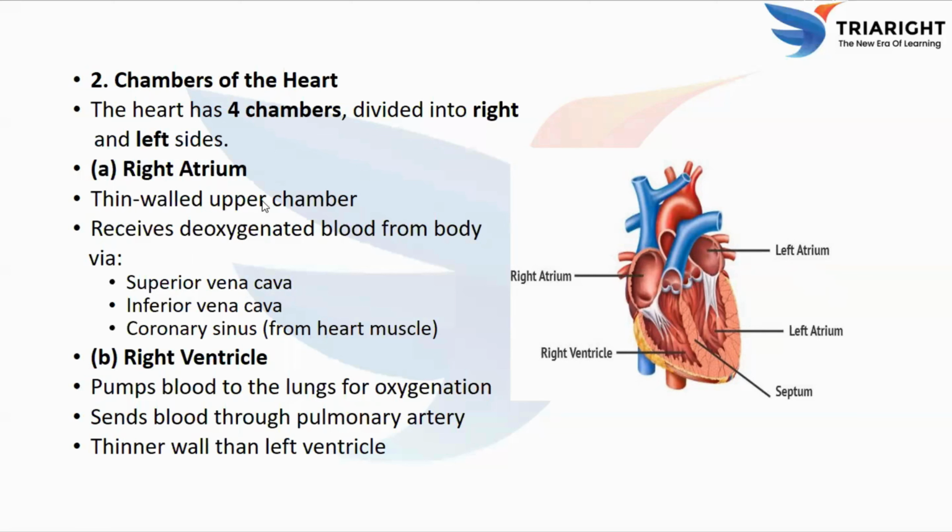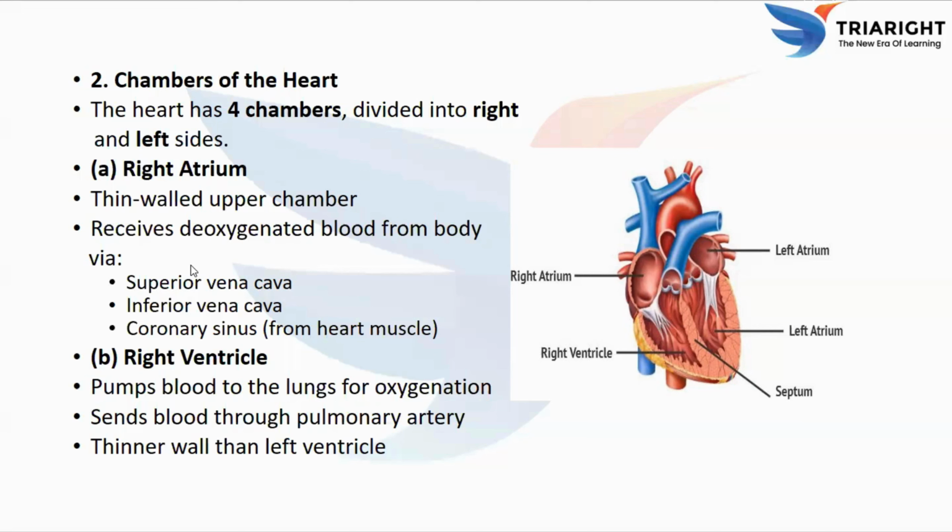Coming to the right atrium, it is located on the upper chamber on the right side of the heart. In the diagram, it is labeled at the top right side. What are the functions of the right atrium? It has thin walls, okay? It receives the deoxygenated blood, nothing but blood without oxygen, from the whole body. After receiving it from the whole body, this blood enters the right atrium from the superior vena cava.